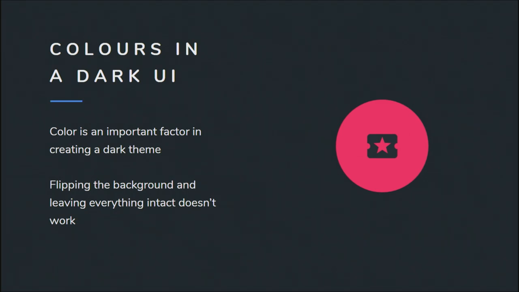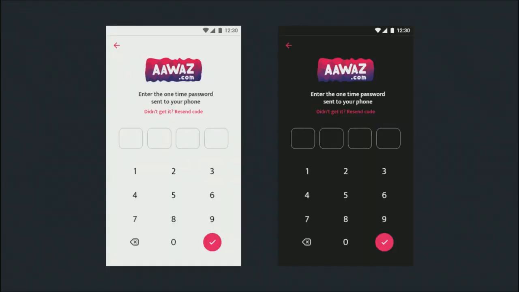Flipping the background to a dark color and assuming your same brand colors will work is a very common thing that most people tend to do. While this has been extensively covered in the Material guidelines, there is an entire reasoning behind how and why to carry that out. So this is an example of an app that I worked upon.